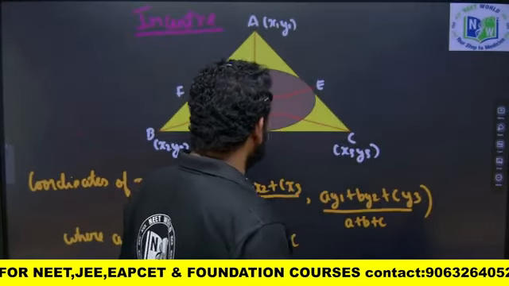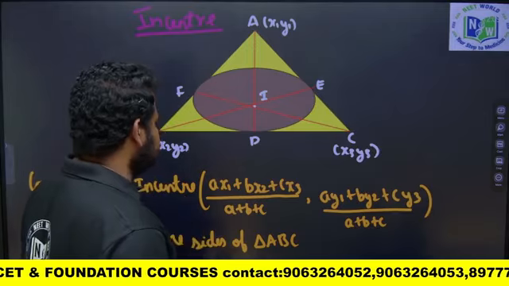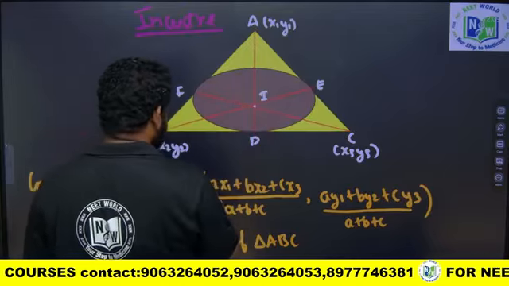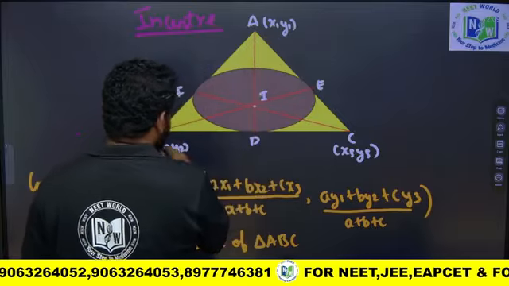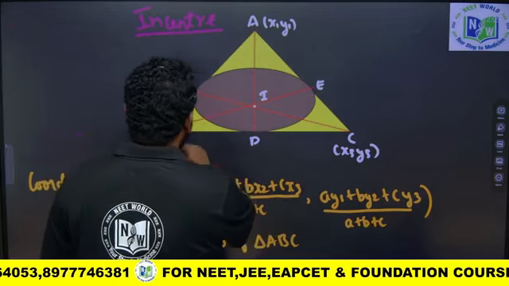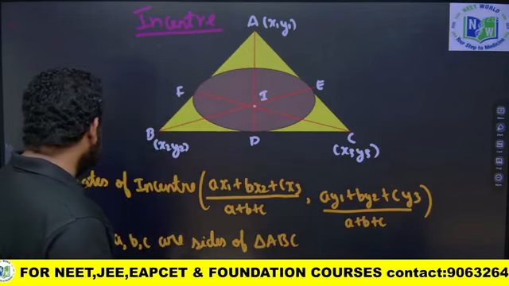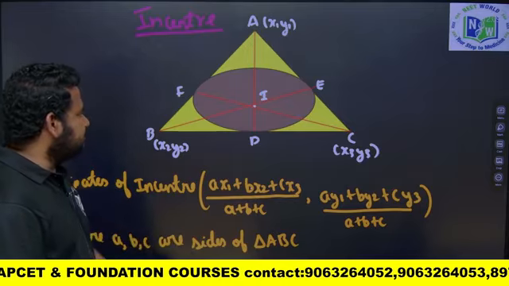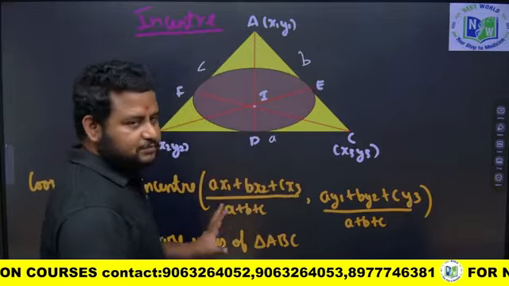Next, incenter, very important. Incenter means what? I told you, it is the point of intersection of angular bisectors. The coordinates of incenter is given by a x1 plus b x2 plus c x3, divided by a plus b plus c. There is no square root or no squaring. This is nothing but a y1 plus b y2 plus c y3 divided by a plus b plus c. That's it for incenter, where small a, small b, small c are the sides of the triangle. This is a, this will be b, and this will be c. This is the concept of incenter.